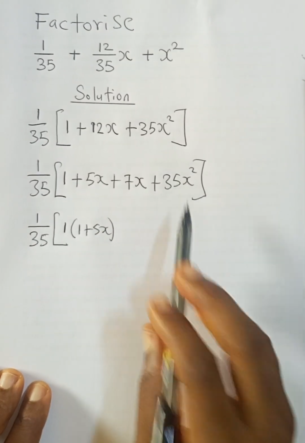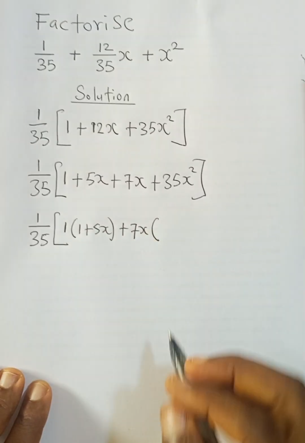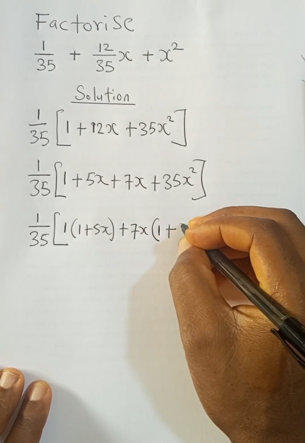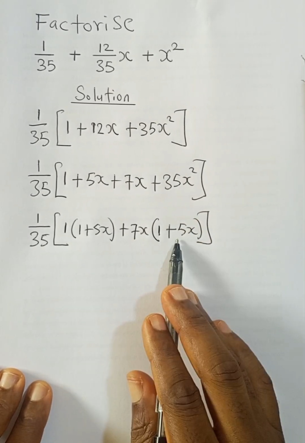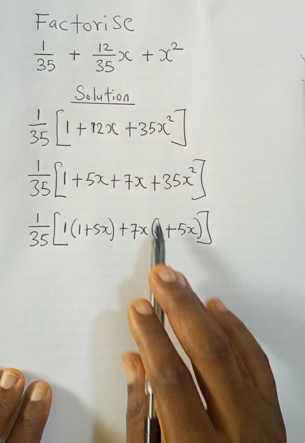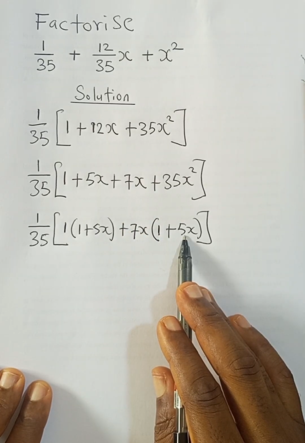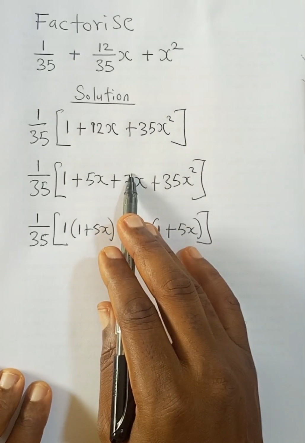In this second pair, what is common? 7x, obviously. What will remain? If 7x is out, here will remain 1 plus what? 5x. Remember that if we open this bracket, we must go back to this. 7x times 1, 7x. 7x times 5x, 35x squared. So this and this is the same.